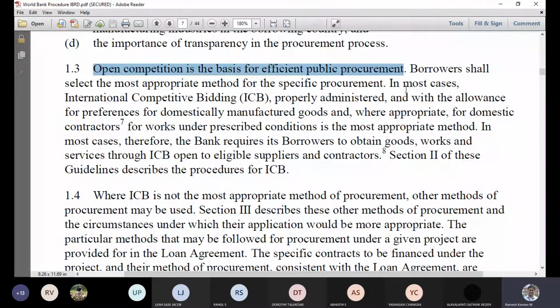And then in most cases, the international competitive bidding is administered by the domestic manufactured goods. They generally prefer taking bidders from the particular location or nearest to that location, so that they don't have to really take a risk of freight charge or freight damages or something like that. Right?